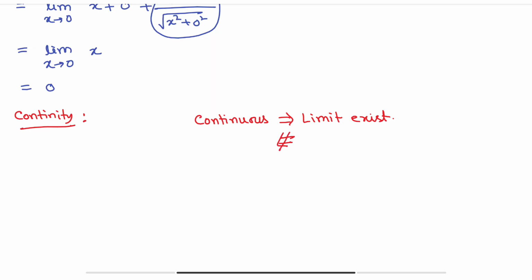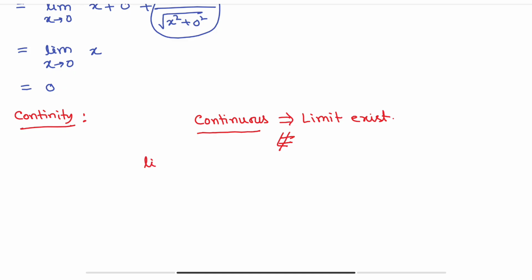Now the question is, if the limit exists, when will the function be continuous? The answer is if the limiting value and the functional value are equal. I am repeating. Suppose a function is continuous, then obviously the limit of the function exists. But if it is given that the limit exists, then you cannot say that the function will be continuous. So the function will be continuous if the limiting value and the functional value are equal.